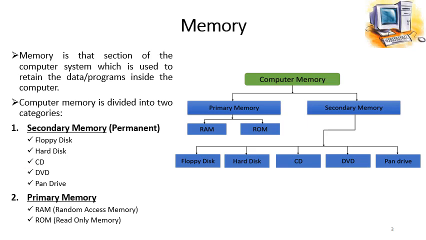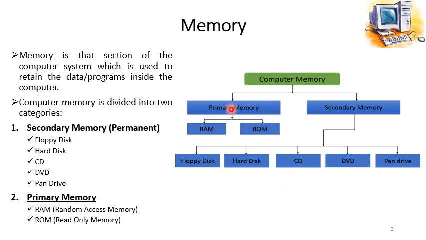And then the primary memory is divided into RAM and ROM, and the secondary memory, which is of course a permanent storage or permanent memory inside the computer, is also divided into different types, that is floppy disk, hard disk, CD, DVD and pen drives. All these types of storages are secondary memory. They fall into the category of secondary memory, and hence they are permanent memories. They can store the data on a permanent basis.